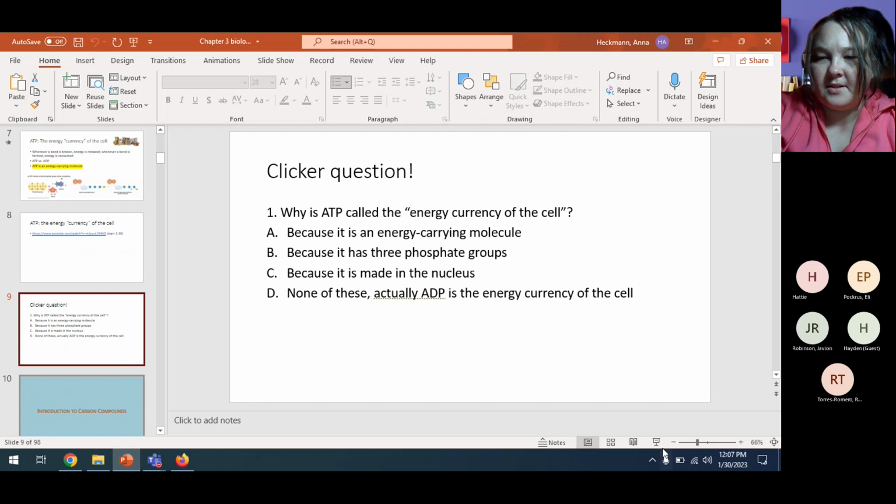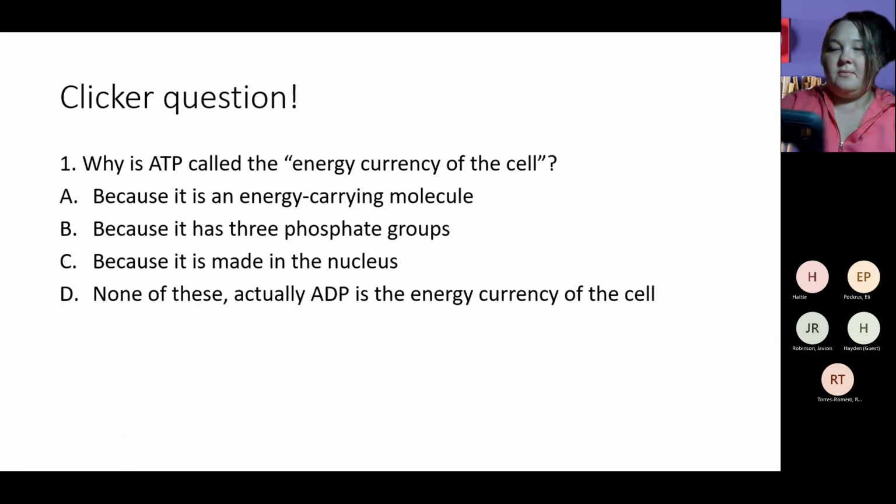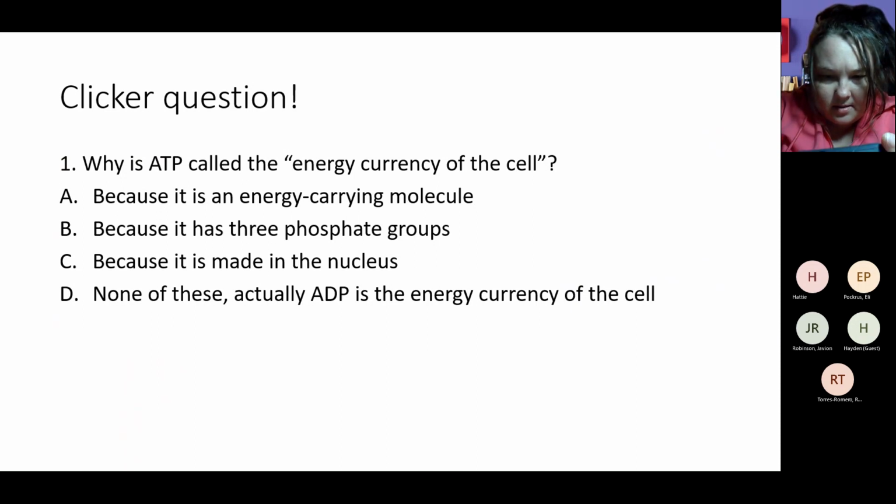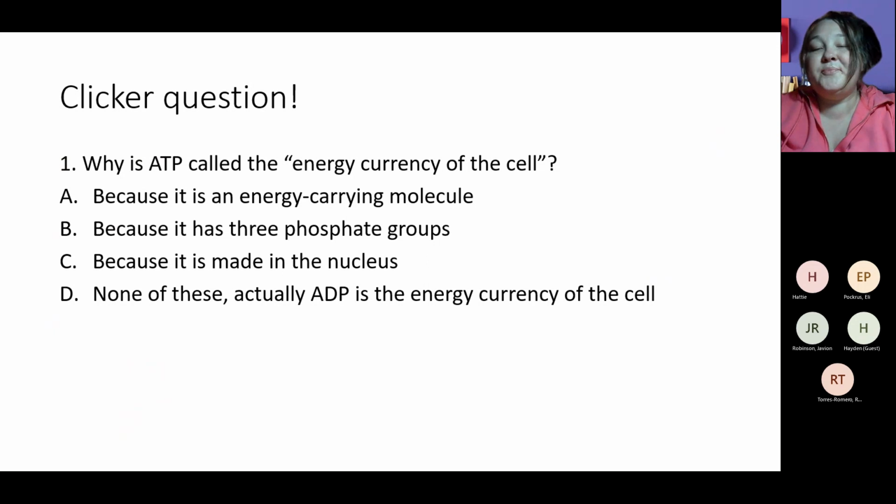Here's our first clicker question. I will start a multiple choice question. Remember, the room name is NWAC Bio, and I'm going to be waiting for 5 responses.